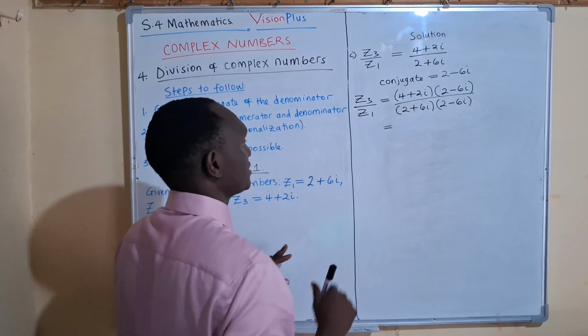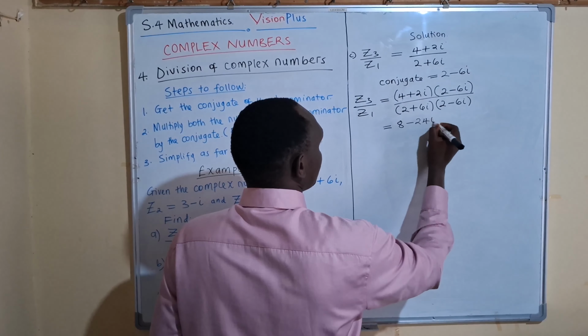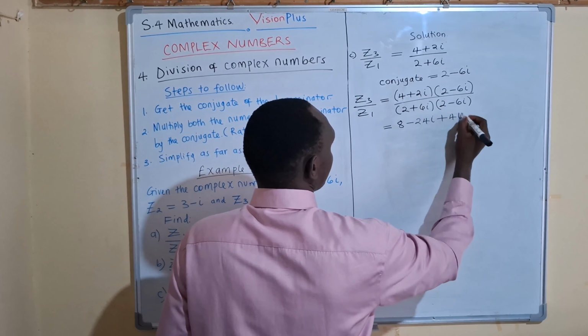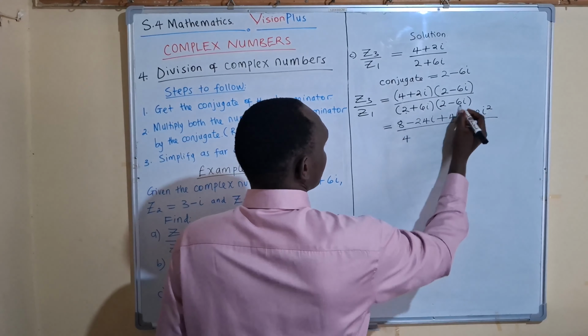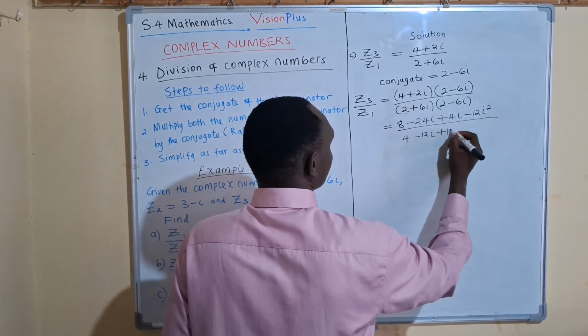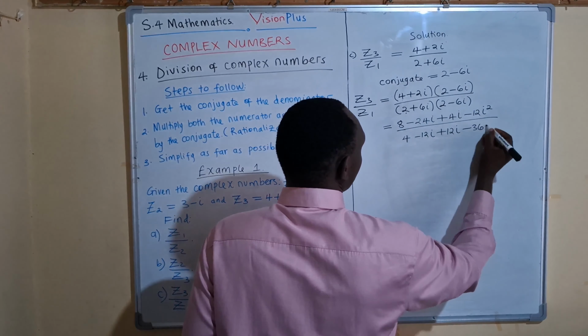After this, then you go to the simple multiplication steps. 4 times 2, 8. 4 times negative 6i, negative 24i. 2i times 2 gives us positive 4i. 2i times negative 6i gives us negative 12i squared. Over 2 times 2, 4. 2 times negative 6i is negative 12i. 6i times 2, positive 12i. 6i times negative 6i is negative 36i squared.